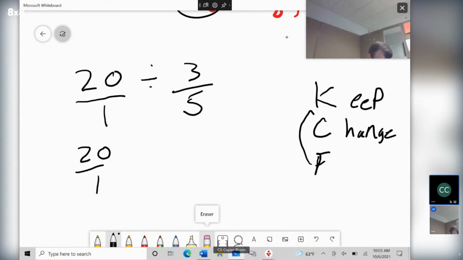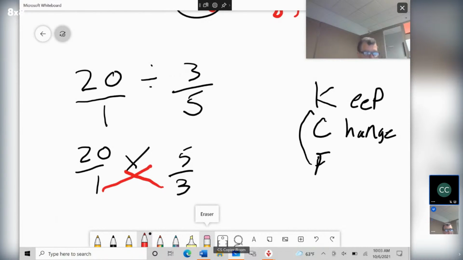We're going to change the division to multiplication, and then we're going to flip the 5 over the 3. The first thing we look at is, is there any cross multiplication, cross canceling? There isn't. 3 doesn't go into 20 evenly, 1 will go into 5, but it won't change anything. So we just do a straight across. 20 times 5 is 100, and 1 times 3 is 3.